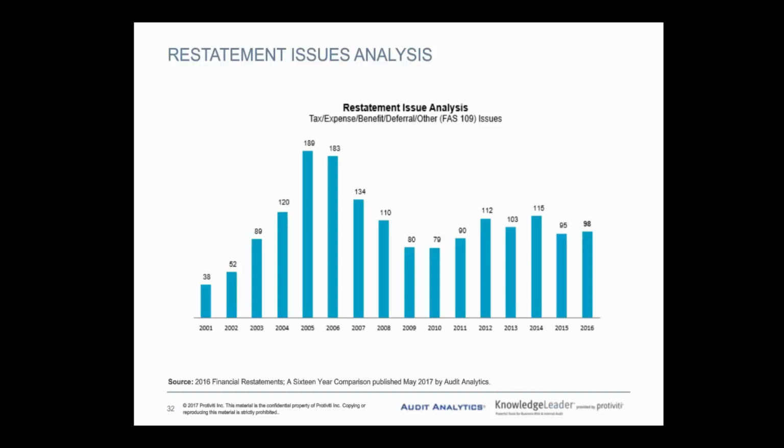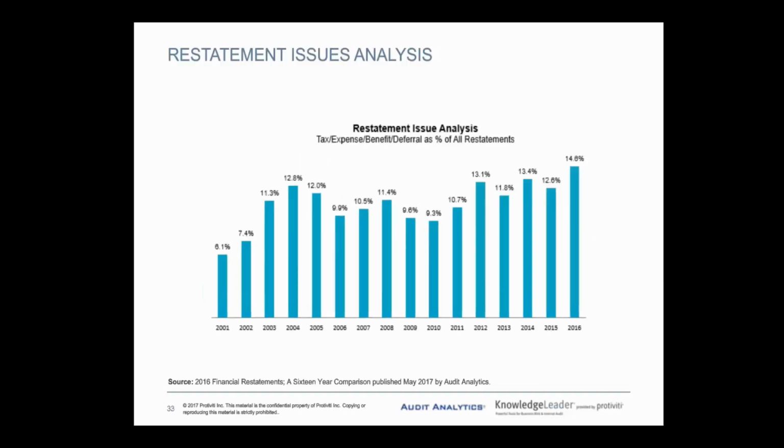And you can take a closer look, in terms of volume of restatements, at how many there have been. Again, as with a lot of these, 2005 and 2006 in terms of the volume of restatements is the high point with 183 and 189 respectively. 2016 saw 98 financial restatements related to tax issues.